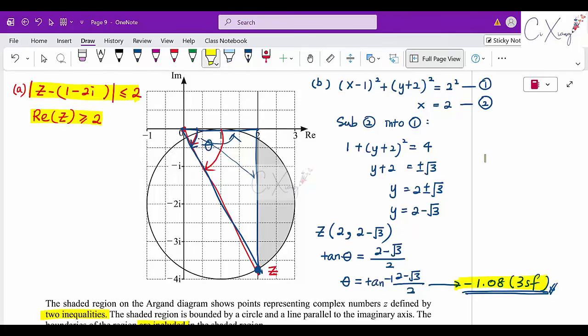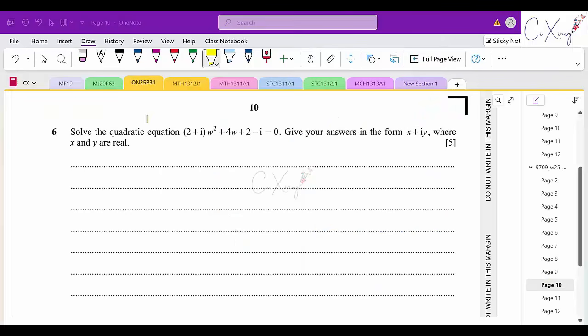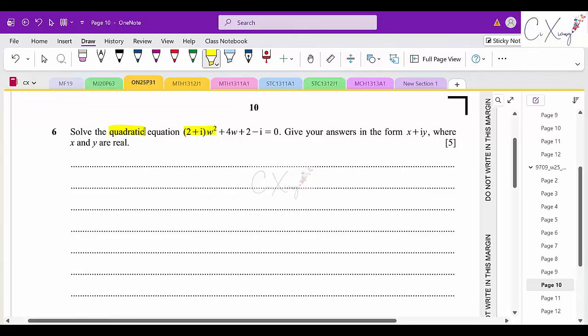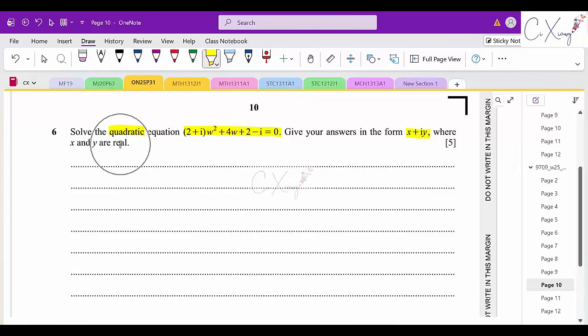Alright, so this is how we solve question number 6. Solve the quadratic equation in this form. Give your answer in the form of x plus yi, where x and y are real. For this question, it is a quadratic equation, but it is in a complex number form. So to get the w, you should be getting a complex number as well. They already mentioned here, your w should be x plus yi.